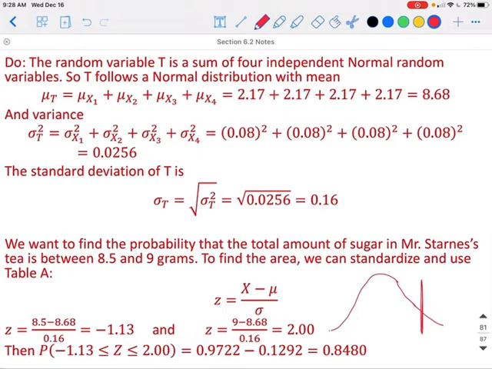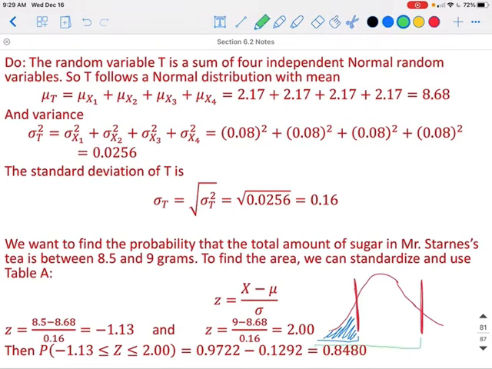A z-score of negative 1.13 would be over here. When you standardize it and get the z-score, and then look up the table information, the table's telling you the area to the left of it. So the area to the left of a z-score of negative 1.13 is about 13%.